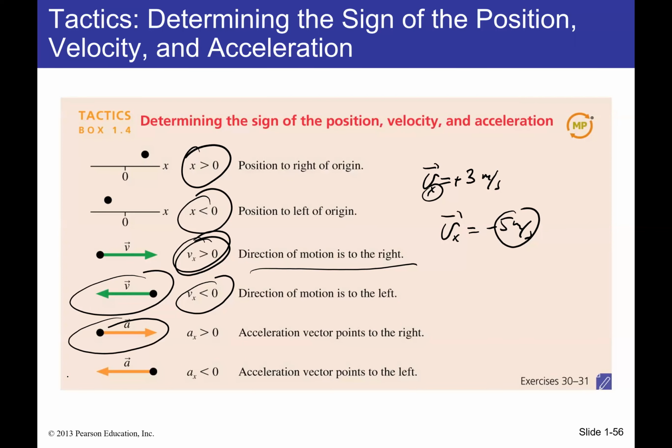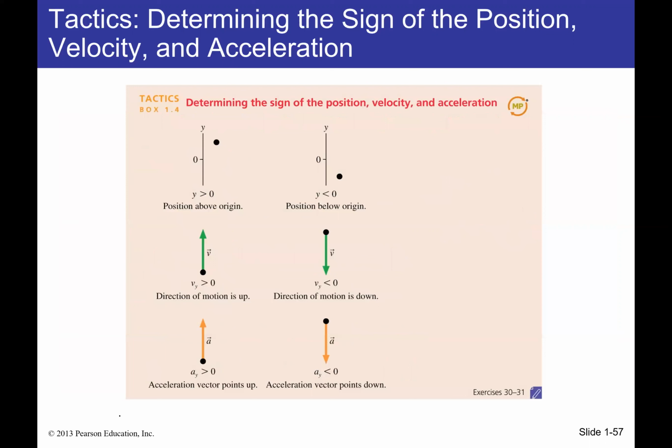Same thing if the acceleration is pointing to the right, we take that as positive. Pointing to the left, we take that as negative. Again, same thing, right? Positive, negative, indicating the direction of that particular vector. You can see the same thing applies in terms of the vertical axis. So you can say up or down, right?